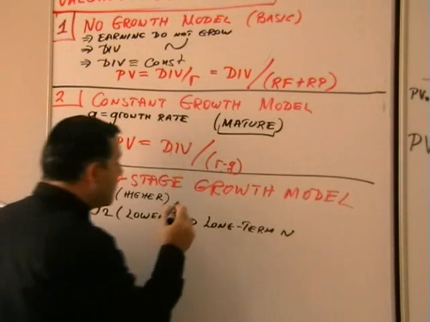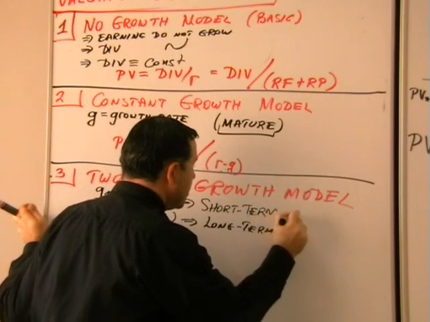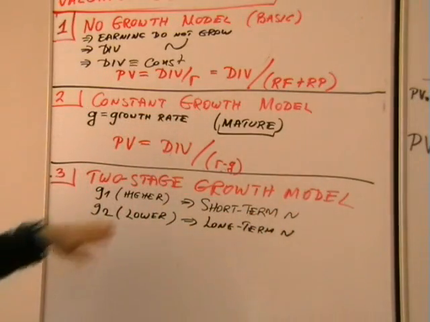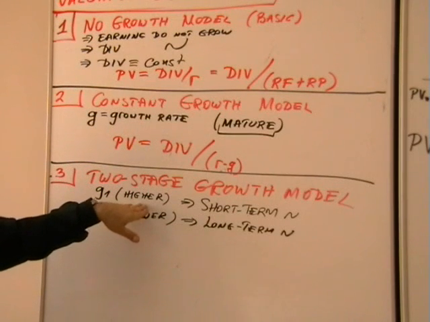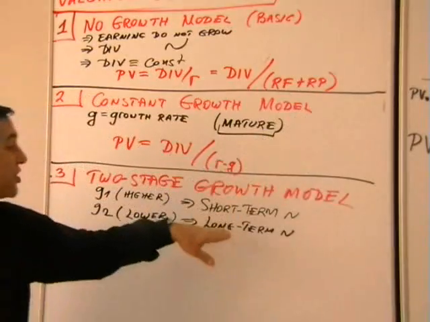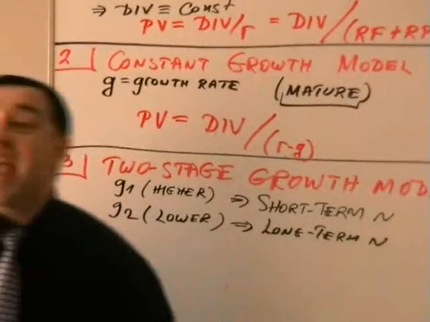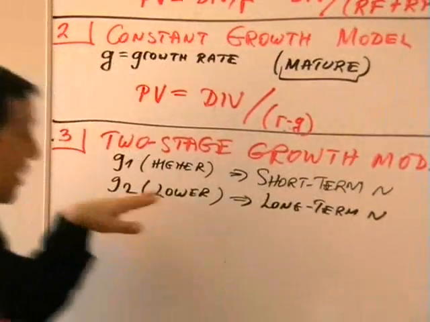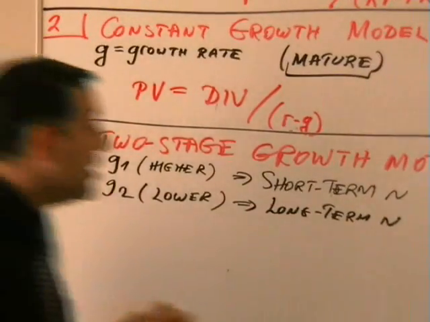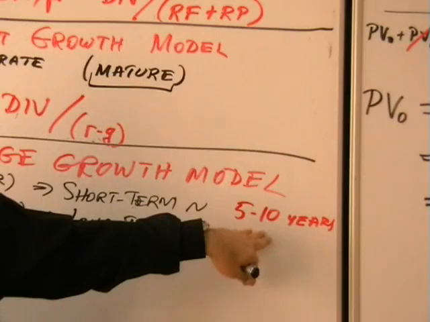And G1 will represent the short-term growth. Usually companies which are in their early stages will be experiencing very high, very rapid short-term growth, and as they mature, they will be switching to a long-term stable growth. In other words, they will have growth opportunities which they will exhaust. So this could last easily 5-10 years. Potentially it could go as much as 15 or 20.